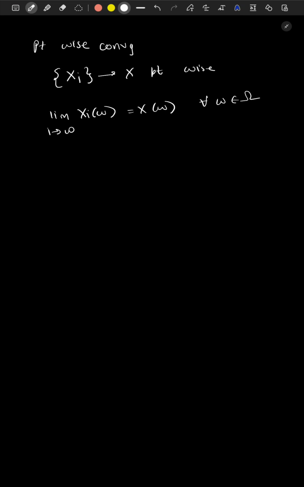One could show that pointwise is the same as uniform convergence in a certain measure theoretic sense. I might mention that fact soon. Okay, so this is pointwise convergence.